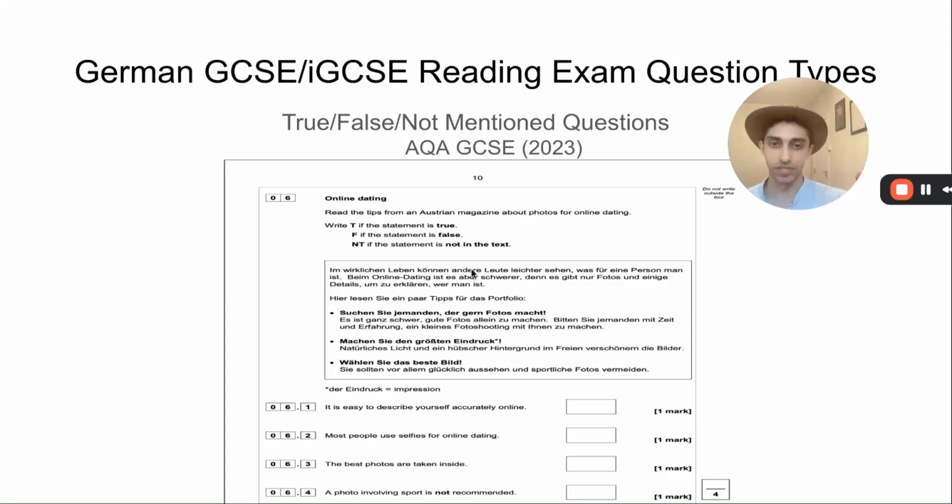what kind of a person somebody is. But in online dating, it is more difficult because there are only photos and a few details in order to explain who somebody is. So that information in the first paragraph reveals that the answer is definitely F for false. It's actually more difficult to describe yourself accurately online.